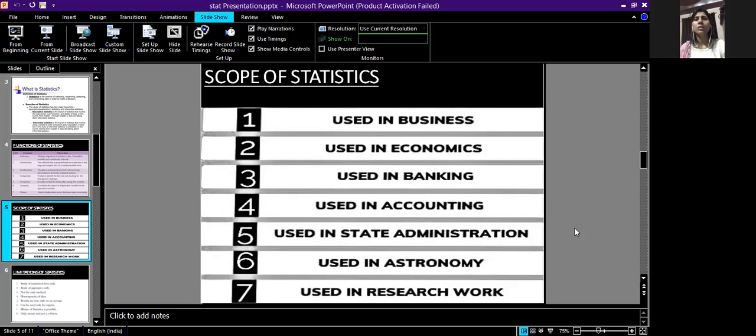We can understand it as a useful science to make effective decisions in the real world, for the practical problems which are related with business, accounting, banking, government, or whatever the area which needs research can use statistics.